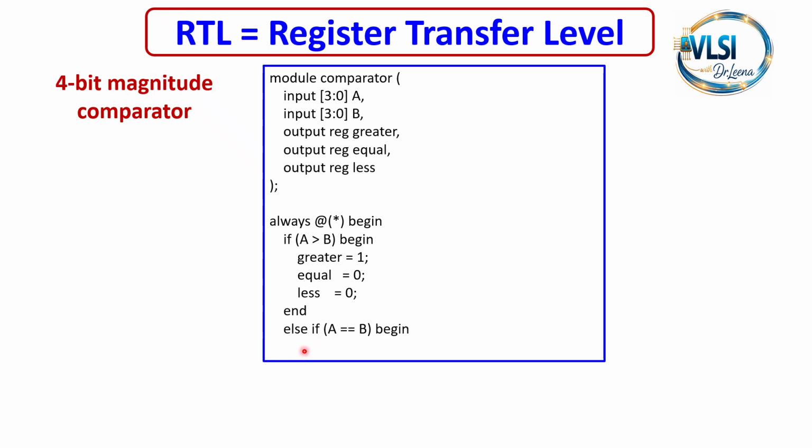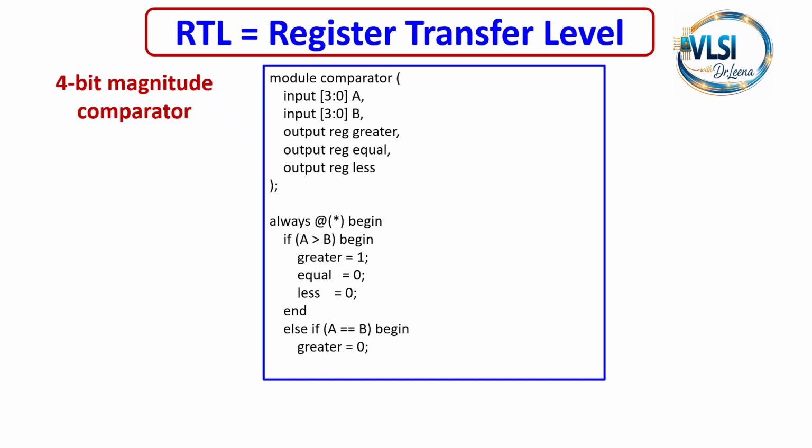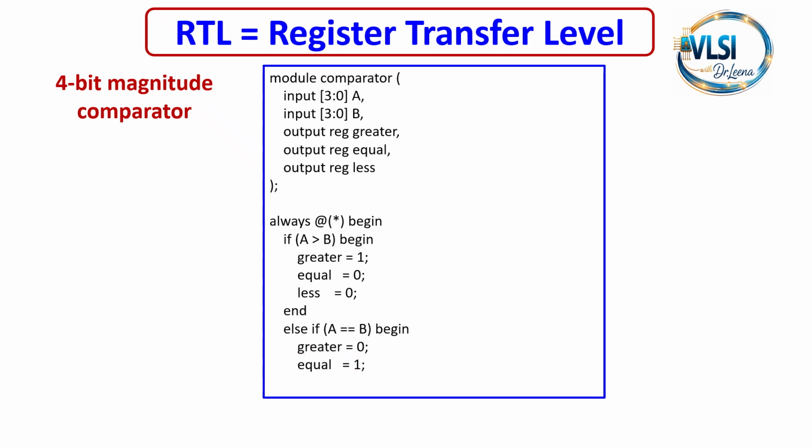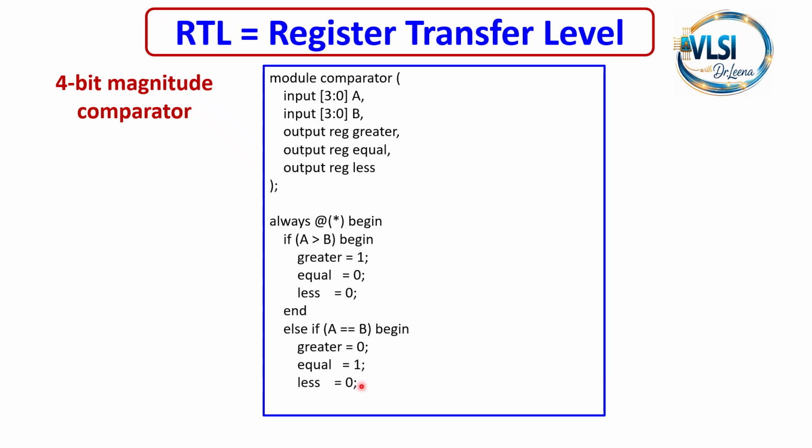And else if A equal to B, begin. That is, if the condition fails, it checks A equal to B. If A is equal to B, the greater than will be 0, the equal to output will be 1, and less than will be 0. And it ends the operation.